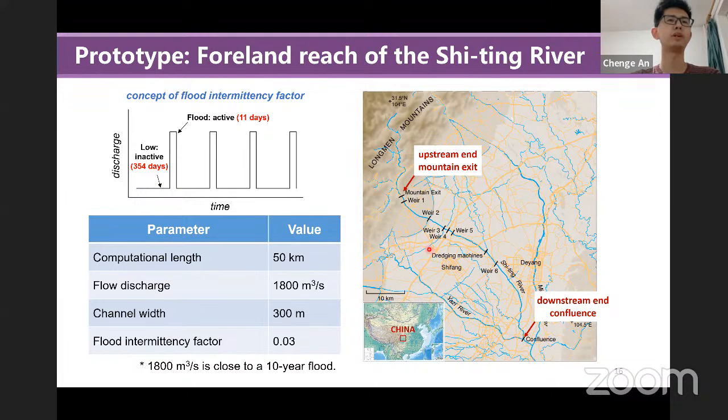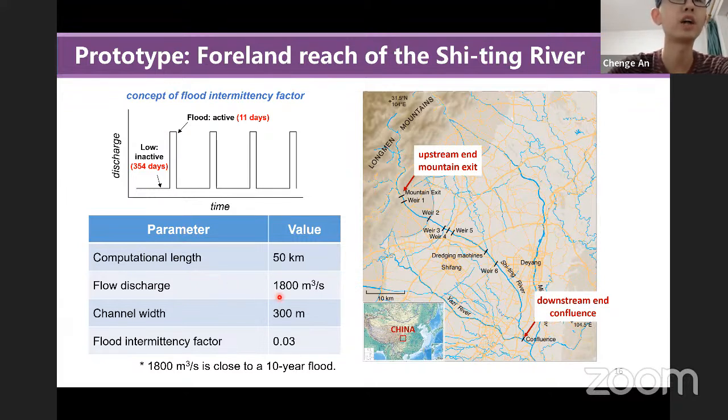In our model, we simplified the flow hydrograph into a constant flow discharge using the concept of a flood intermittency factor. The figure in the upper left of the slide shows the concept of the flood intermittency factor. First, we simplified a realistic hydrograph into a long and low flow discharge and a short flood discharge. We further neglect the low flow discharge with the consideration that it is mostly morphodynamically inactive, and therefore we use the constant flood discharge in our calculation.